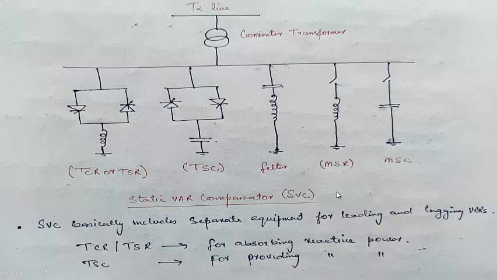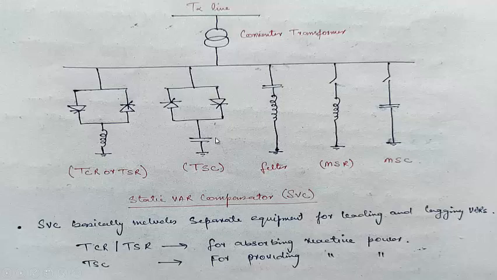So how is it connected? This is the typical diagram of a static var compensator. It is usually connected in shunt, that is between line and ground. It has a converter transformer or coupling transformer, which is a step down transformer. Then we have a TCR. This is known as thyristor controlled reactor, or thyristor switched reactor. We'll discuss them as well.